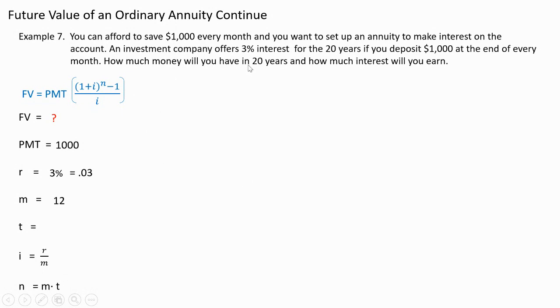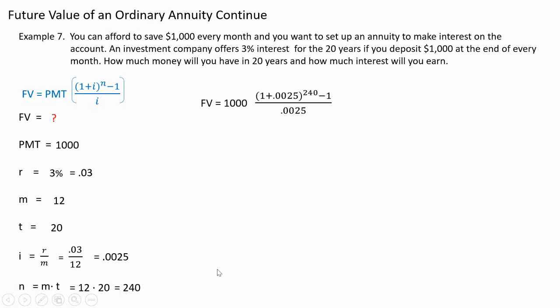Let's see what else is here. My time is 20 years. Now, what's my I? 0.03 divided by 12. You see, guys, it gives me a nice finite number. Now, my N is 12 times 20, which will give us 240. Now all we do is plug everything in. Okay?